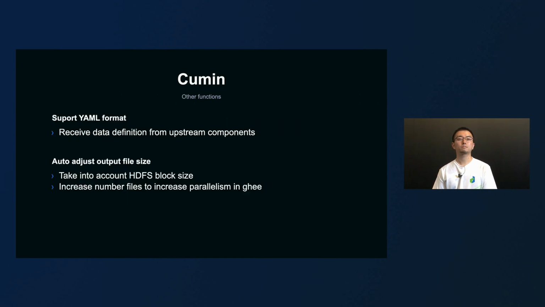I will also explain some other features. First is reading and writing the setting from the YAML file. This is used to receive the input and output paths from other components. Next is adjusting the output file size. When pre-processing with CPU in Ghee, unless the files are broken down appropriately based on the size of the data, the efficiency of data transfer will decline. And if a large number of small files are generated there will be too much load on the HDFS. Cumin automatically breaks down each file so that one file becomes the size of a block. By this, the problem can be avoided.